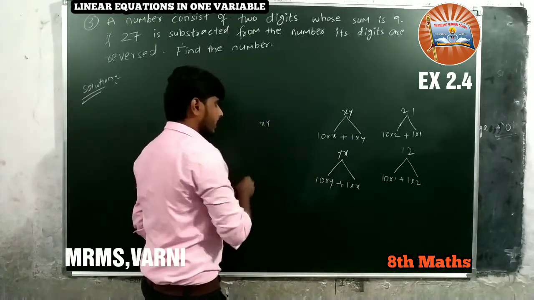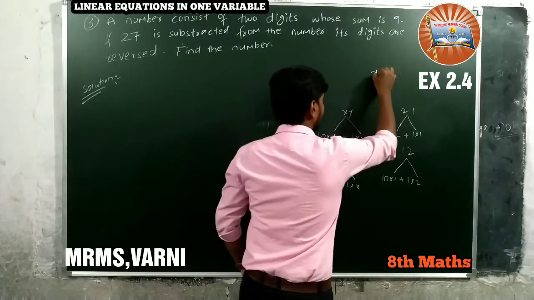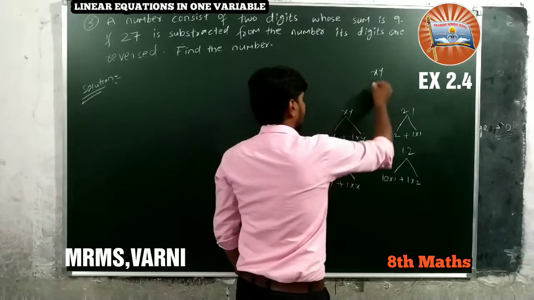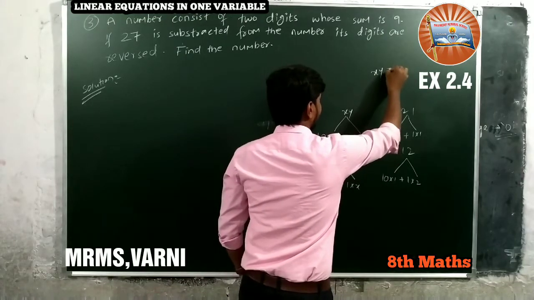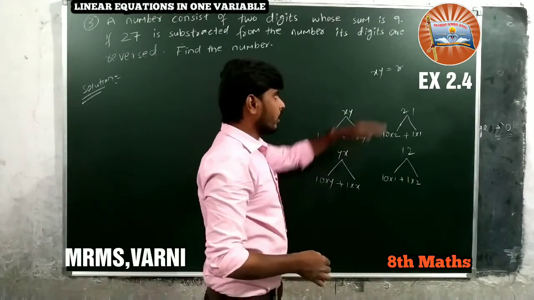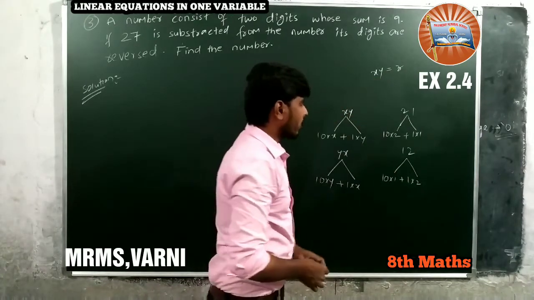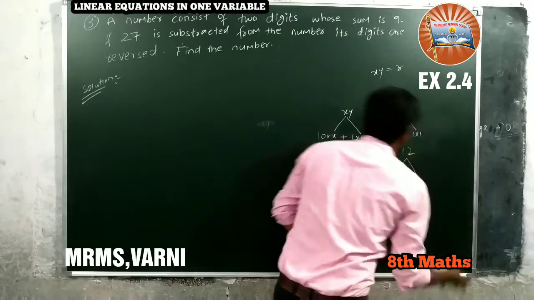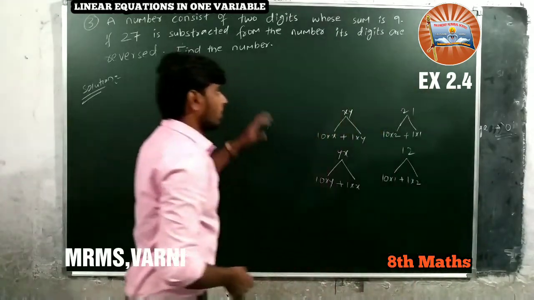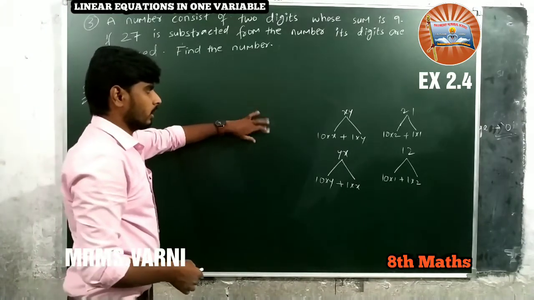Now suppose xy is a two-digit number. So I am writing here xy is a two-digit number. Suppose consider it is z. Forget about this, I will explain it later. Let us get the problem first. We discuss that later.